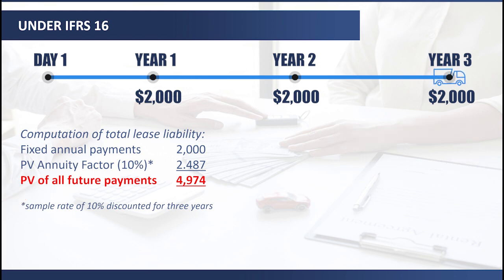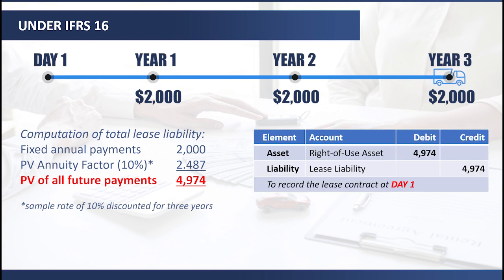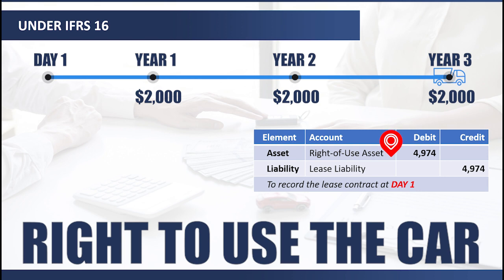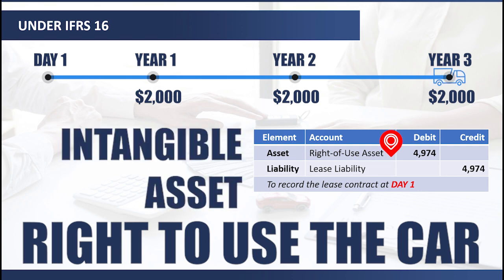To recognize the total lease liability at day 1, we need to debit an intangible asset called the right of use asset. The right of use asset is IFRS 16's way of showing that we are using the car while not actually recognizing the car, but only our right to use it. That is why it is an intangible asset.